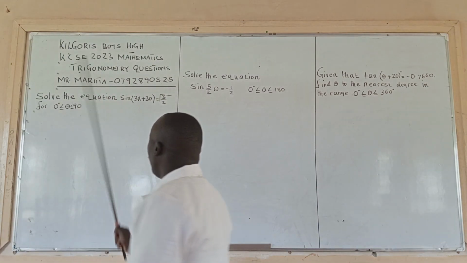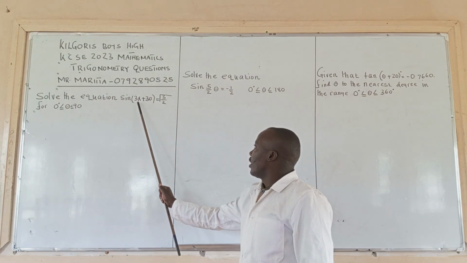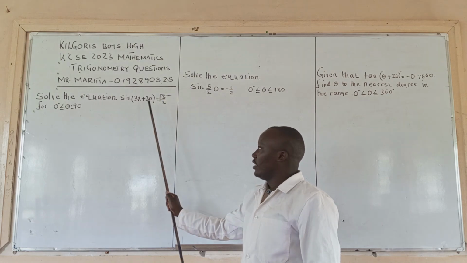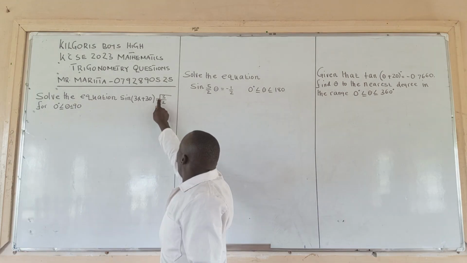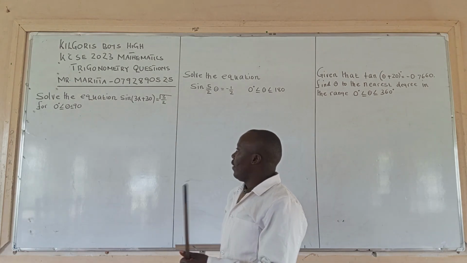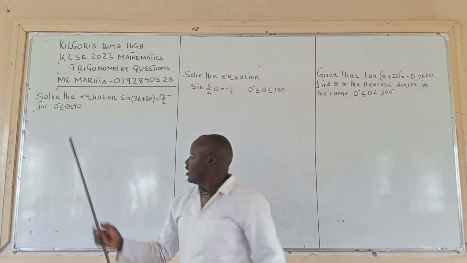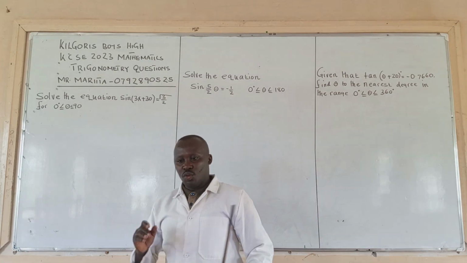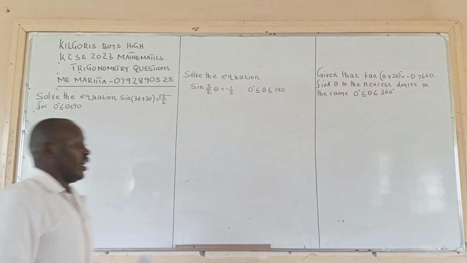Now we have solved the question. The question is: sine of (3x plus 30) is equal to root 3 all over 2, where theta is in the range of 0 degrees to 90 degrees. So how do you solve this one?